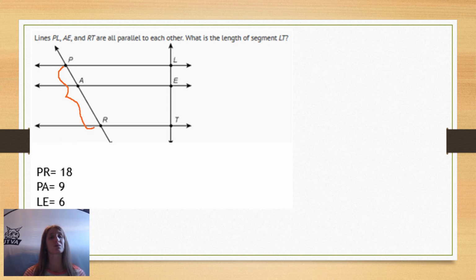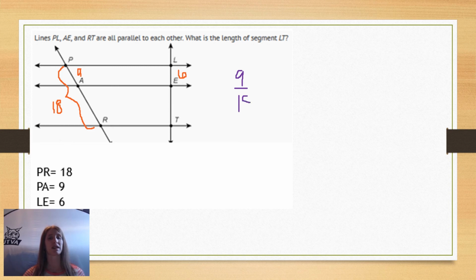So PR is the whole side length, and that's the difference here that you have to be careful with. And then this little part right here is 9, and this little part is 6. Okay, so this one looks different because this is where we talked about that corollary, and we have the 3 parallel lines. But we still write proportions, guys. That's all we do.